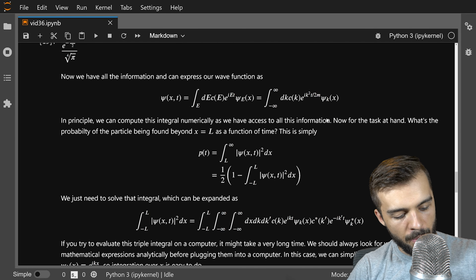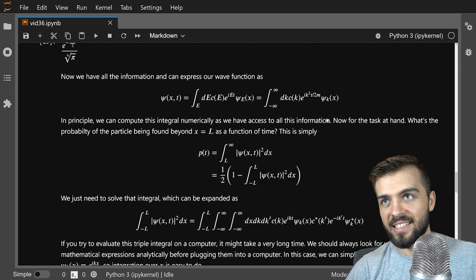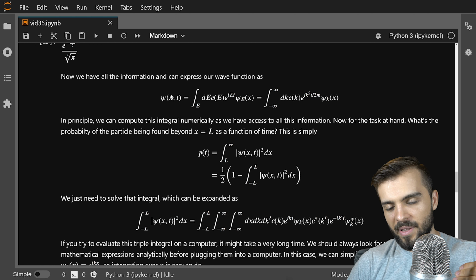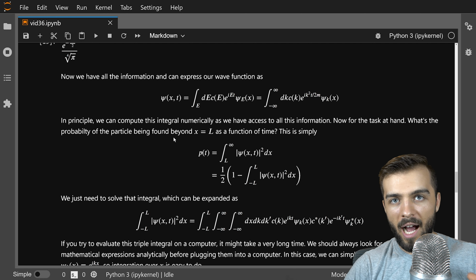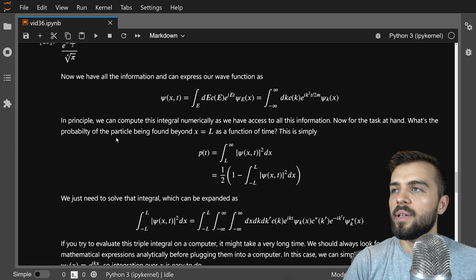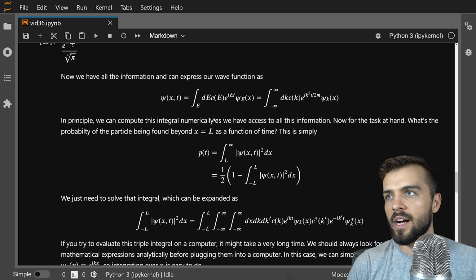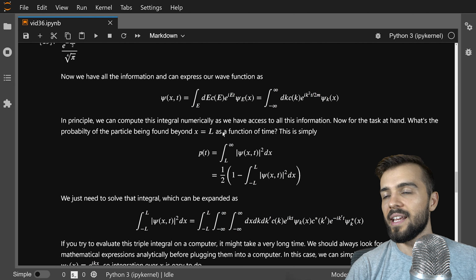So in principle, I could compute this integral for any value of x and t that I wanted, and I can compute the wave function at any time. But remember, that's not exactly our problem. Our problem is to find what the probability of the particle being found beyond x equals L is as a function of time. So now that we know this wave function, we can compute this. So what is this exactly?